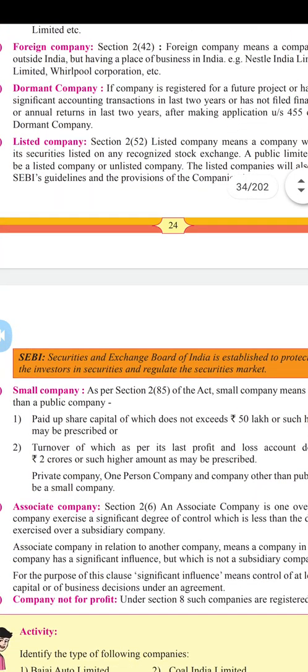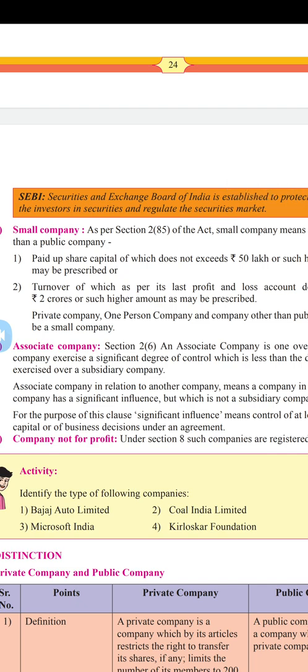Then fifth is small company. Small company means a company other than a public company, the paid up share capital of which does not exceed rupees 50 lakh or such higher amount as may be prescribed, and the turnover of which as per its last profit and loss account does not exceed rupees 2 crore or such higher amount as may be prescribed. Private company, one person company, and company other than public company can be a small company.